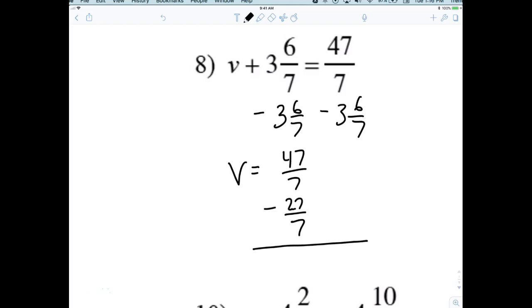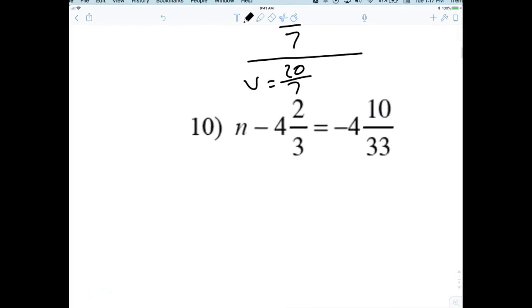All right, 47 minus 27 then would be what? 20 over 7. V equals 20 over 7. Carla, are you with me on that or not yet? Yeah, I see what you mean. All right, so we're going to do another one just to make sure. You're good? Yes.